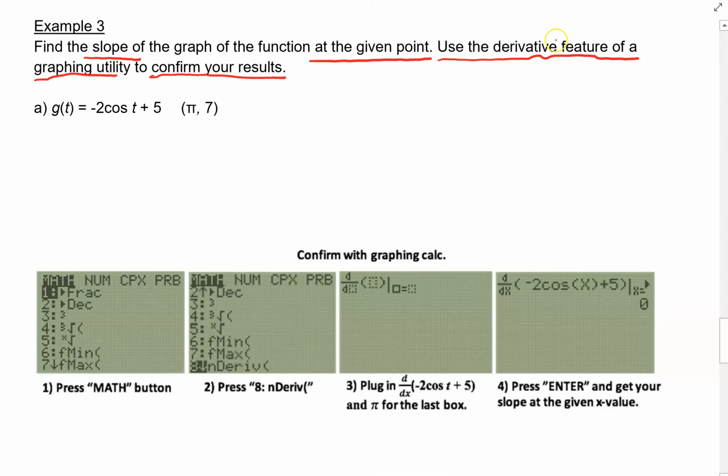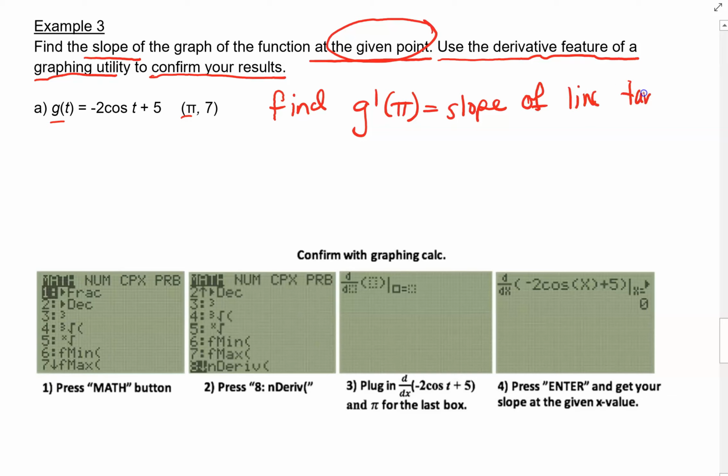But the tool on your calculator only finds numerical derivatives at one particular point. So in this case, we're finding the derivative of g at pi. So we want to find g prime of pi because that would be the slope of the line tangent to g of t at the point (pi, 7), which is what it's asking us to find. So that's g prime of pi. But first I need to find g prime of t. So I do that using the rules we were just talking about.